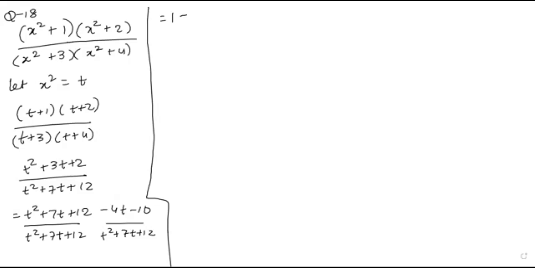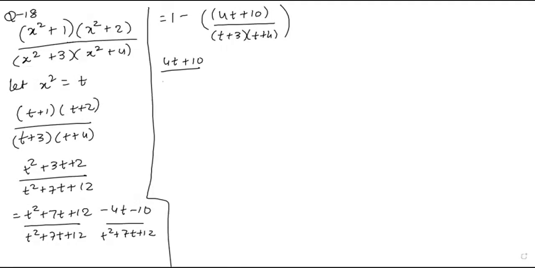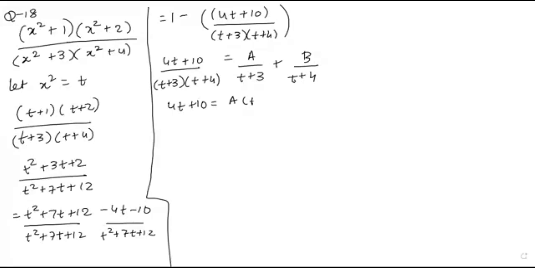So this will be 1 minus bracket 4t plus 10 upon t plus 3, t plus 4. Right. Now I will use the concept of partial fraction to write it in the form of a upon t plus 3 plus b upon t plus 4. So if I cross multiply this, then I will have a into t plus 4 plus b into t plus 3.